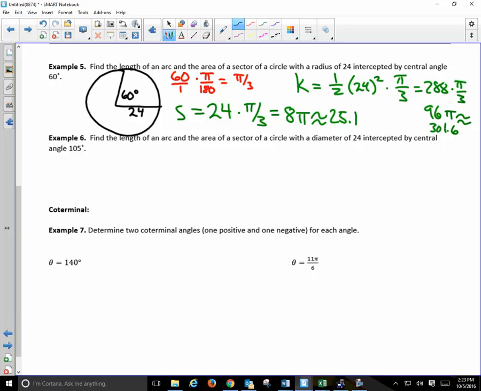Find the length of an arc and the area of a sector of a circle with diameter 24, intercepted by a central angle of 105 degrees.